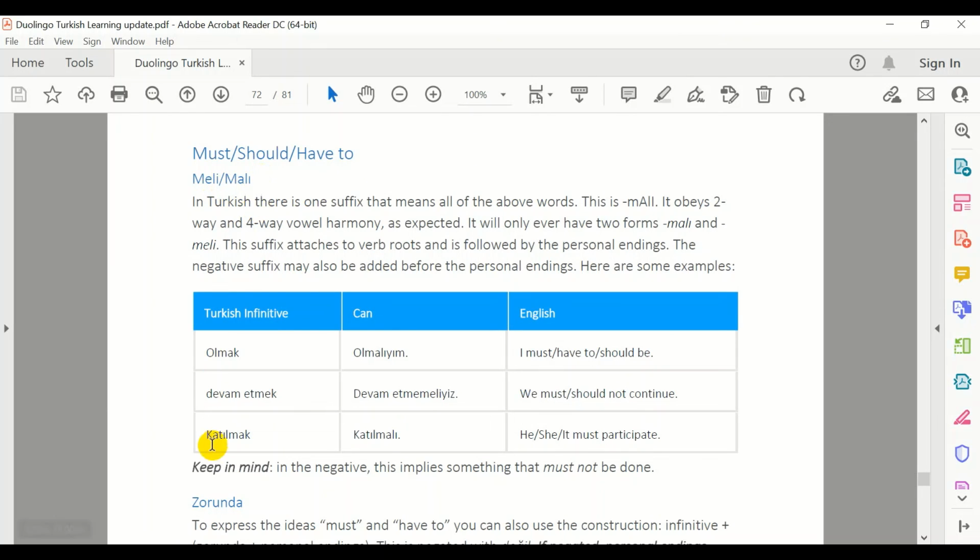You can even ignore zorunda for the moment. When you master using this suffix, then you can use this suffix as well, and then you can use the different structures that we already discussed.